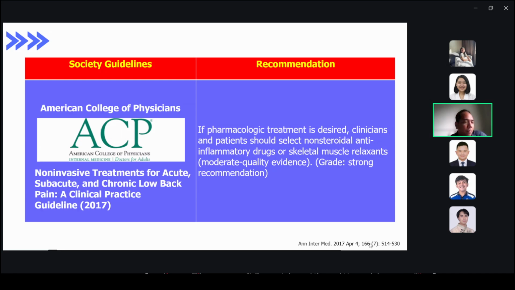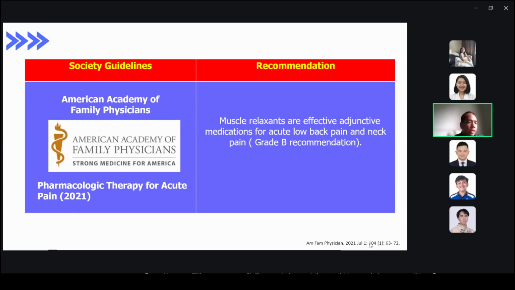Like for example, the American College of Physicians, in their 2017 publication, Non-Invasive Treatment for Acute, Subacute, and Chronic Low Back Pain, a Clinical Practice Guideline, recommends that if pharmacologic treatment is desired, clinicians and patients should select NSAID or skeletal muscle relaxant, moderate quality evidence with a strong recommendation. From the American Academy of Family Physicians, they recommend muscle relaxants as effective adjunctive medications for acute low back pain and neck pain with a grade B recommendation.